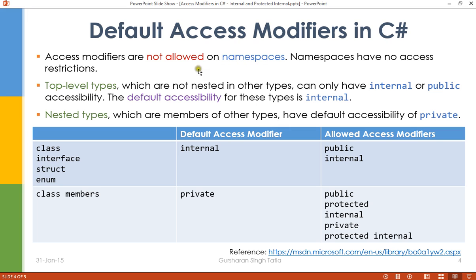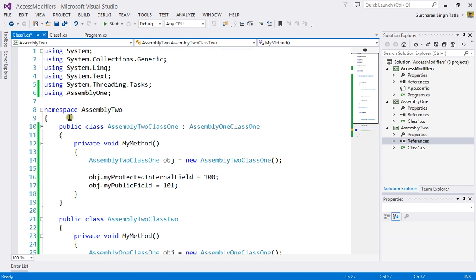Namespaces cannot have access modifiers. It's not allowed. Namespaces have no access restrictions. So as an example, here I have this namespace assembly2. If I try to provide even a public access modifier, I'll get an error straight away. A namespace declaration cannot have modifiers or attributes. So public, internal, you cannot have any of these. You cannot have private. None of these can be used with the namespaces.